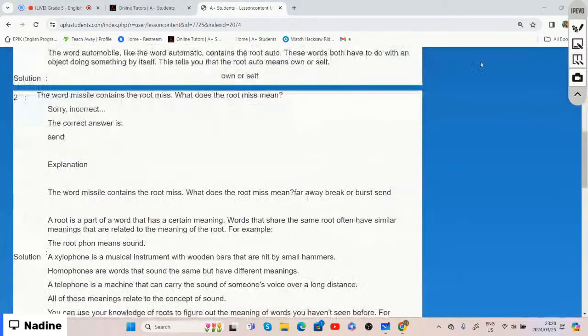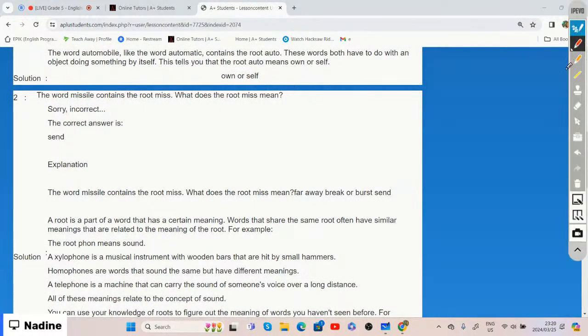All right. So now we look at the next one. We have the word missile. Is it missile or missile? Missile contains the root miss. So we have the root miss. What does the root miss mean? What do you think the root miss means?